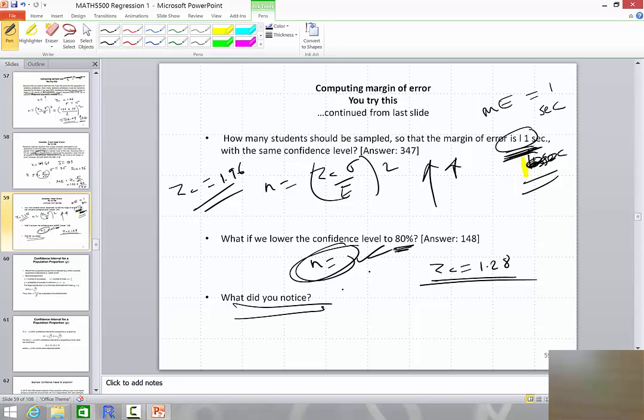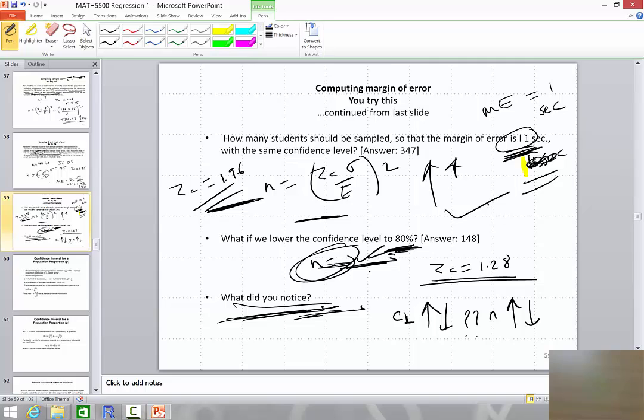What did you notice? When we had a 95% confidence interval, what is the sample size? When 80% confidence interval, what is the sample size? And then what did you notice? When the confidence level goes down, does the sample size go up or go down? You need to figure it out. Check from this one and then this one: when the confidence level goes down, like here from 90 to 80, did the sample size go up or down?